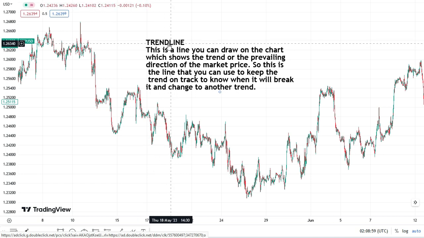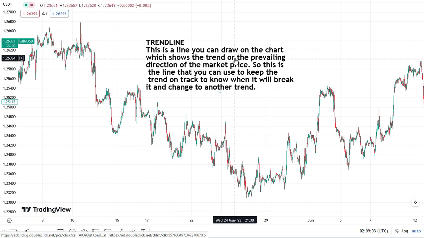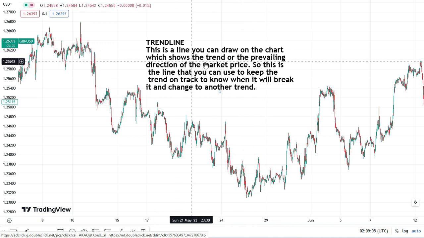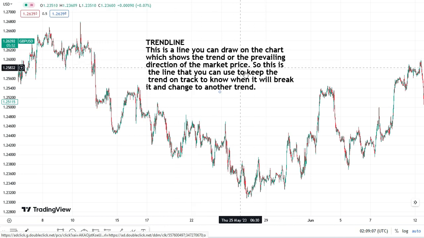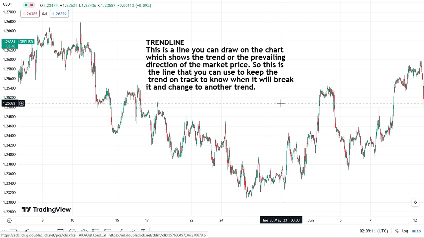Trend line. This is a line you can draw on the chart which shows the trend or the prevailing direction of the market price. So this is the line that you can use to keep the trend on track, to know when it will break and change to another trend. This trend line is a very powerful tool when doing technical analysis. So we will take it higher. I will teach you more about trend line in my other videos.